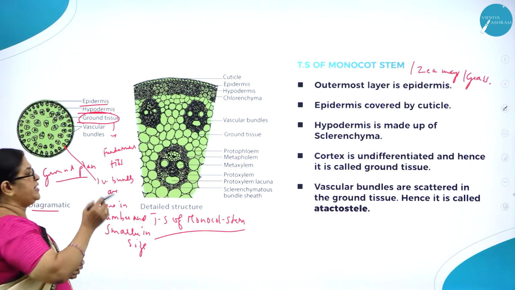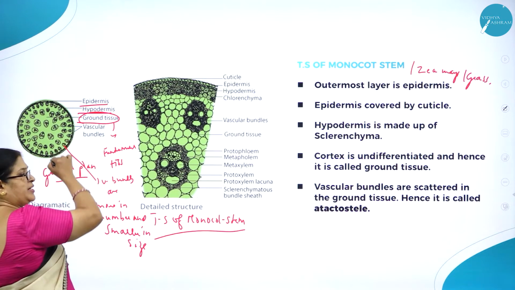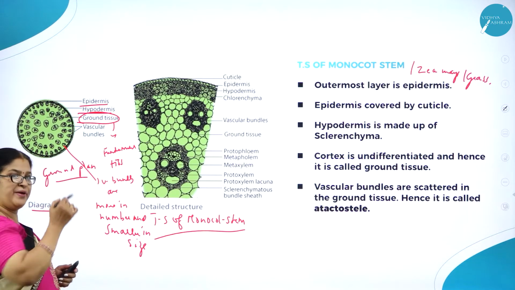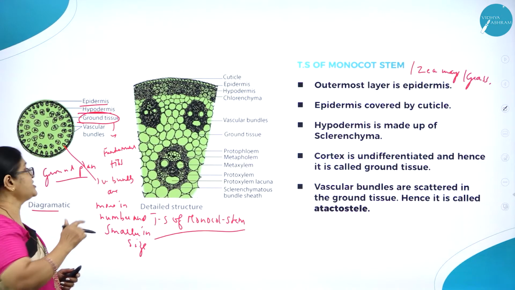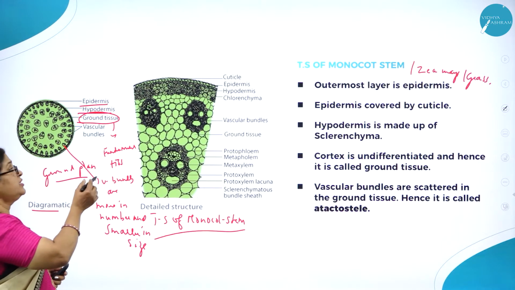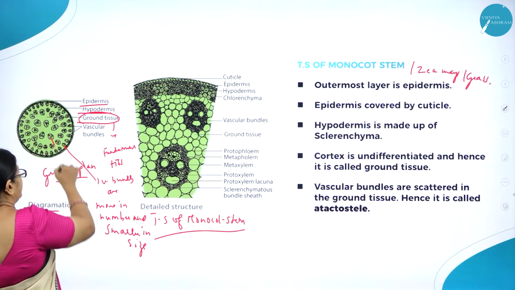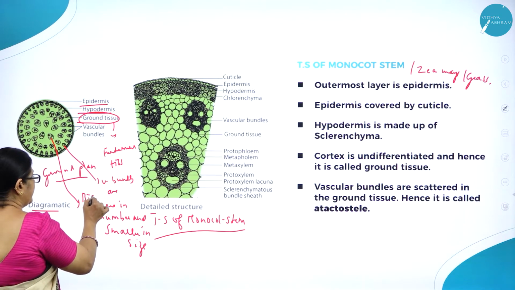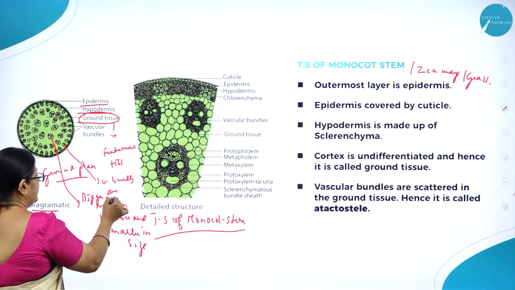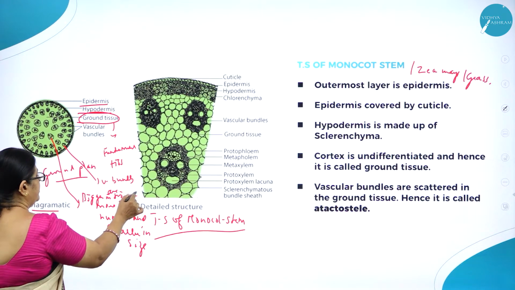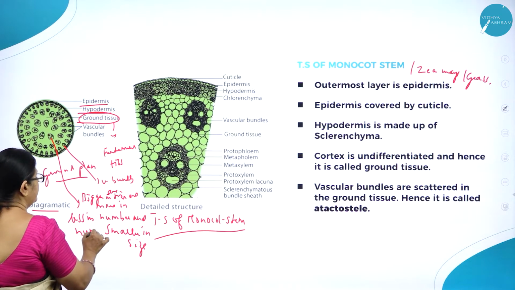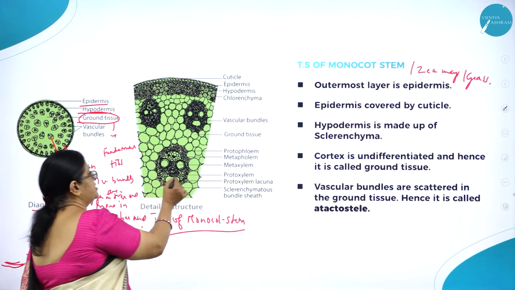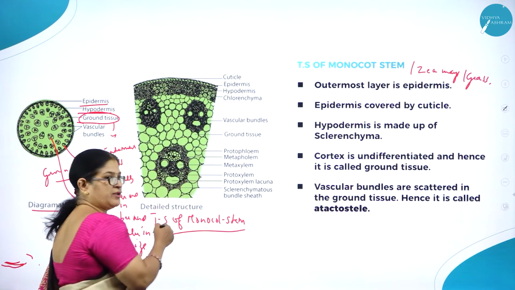Don't you observe? Here you can see that the vascular bundles that are found towards the periphery, that is towards the margin, are smaller in size, more in number. And those towards the center, here you can see they are bigger in size and less in number. Here see, this is a bigger one and this is a smaller one.